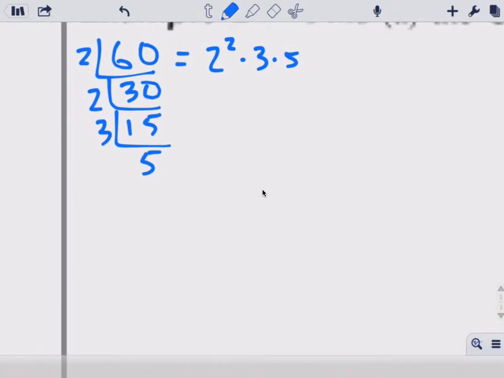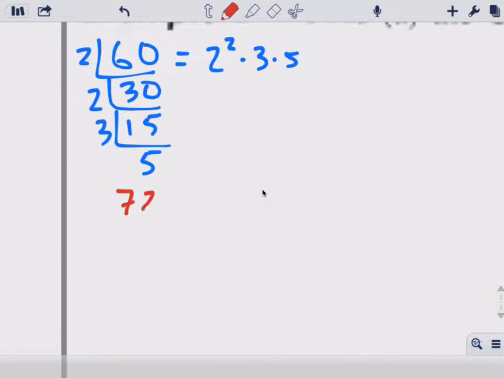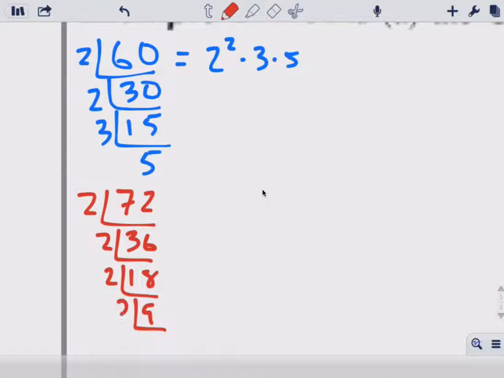72. Okay, so 72. 2 goes into it 36 times, 2 goes into it 18 times, 2 goes into it 9 times, 3 goes into it 3 times. So 72 is 2 cubed times 3 squared.